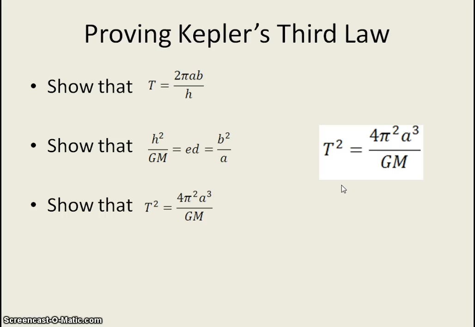Moving on to proving Kepler's third law. These are the steps that we're going to follow to prove the law. I'll let you read them there. And the law, just as a reminder, the final product that we're looking to get is that T squared is directly proportional to a cubed.